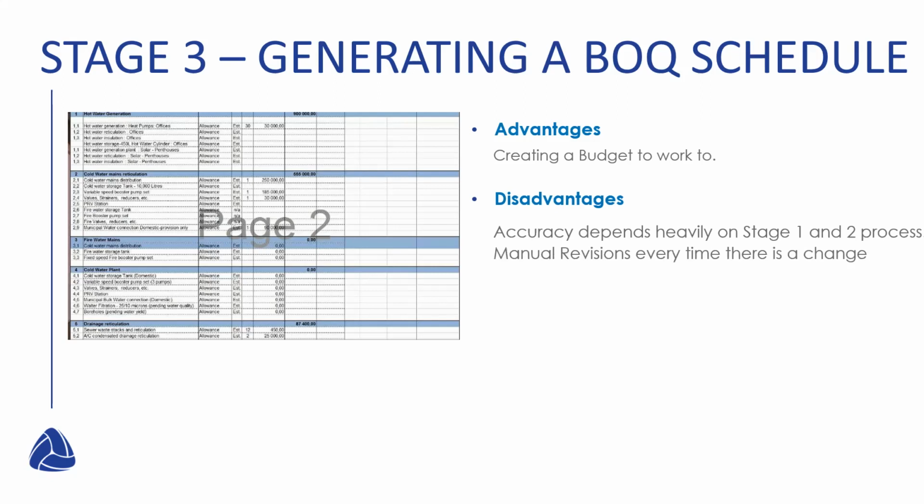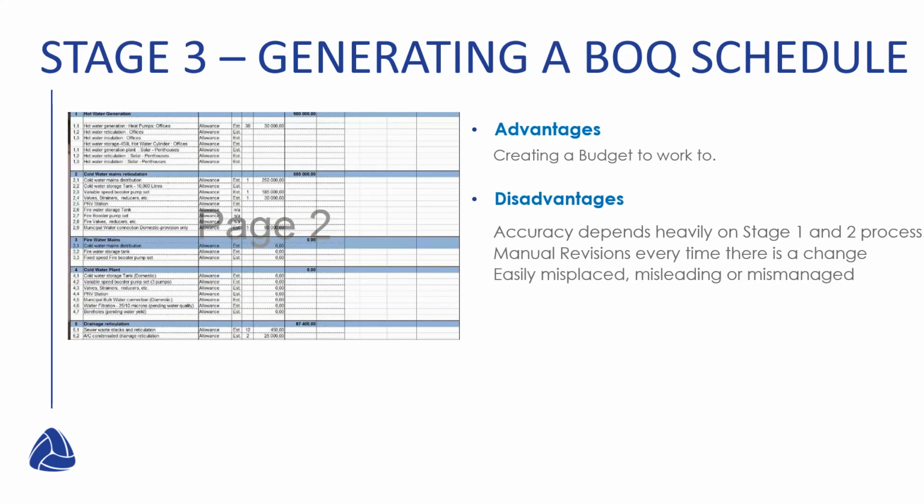Next, there are manual revisions every time there's a change. So let's say you've finished creating a BOQ schedule this week and the drawing updates. One, you've got to remember that you need to be working with the latest information. And if you don't get that update, your BOQ then falls away.